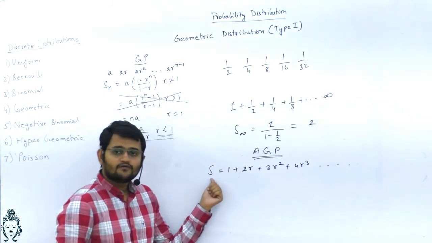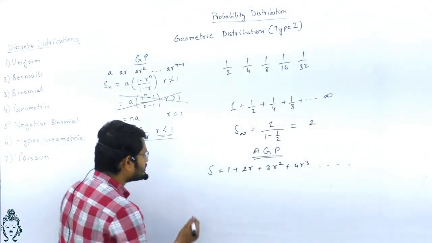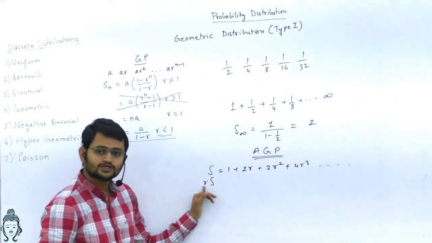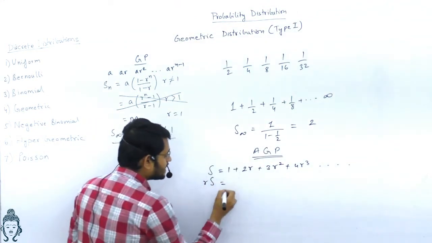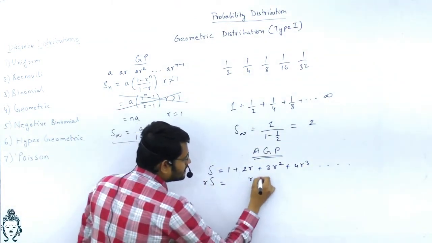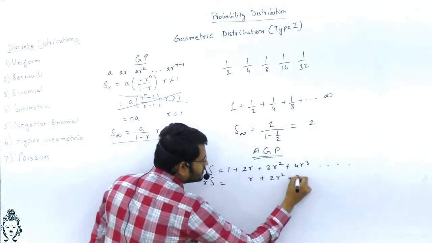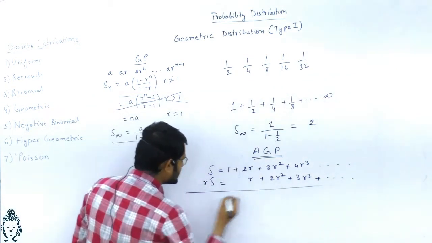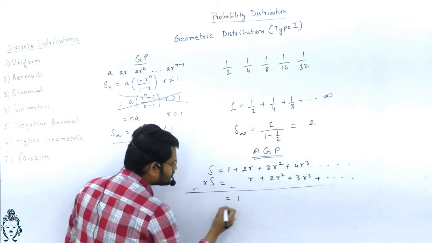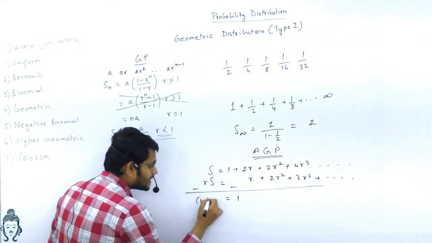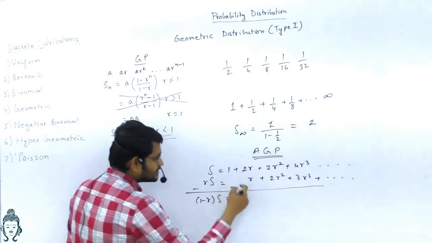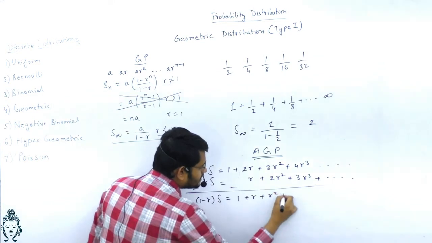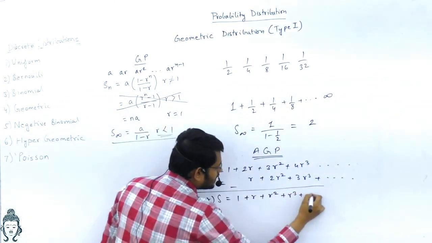So if I assume it to be S, what I am going to do is multiply by the geometric progression value, that is the ratio R. Multiplying S, I am going to get 1 into R, then 2R square, then 3R cube, and so on. Now if I subtract these values, I get first 1 as it is. Here I am going to get 1 minus R into S, and here I am left with 1 plus R square plus R cube, and so on.